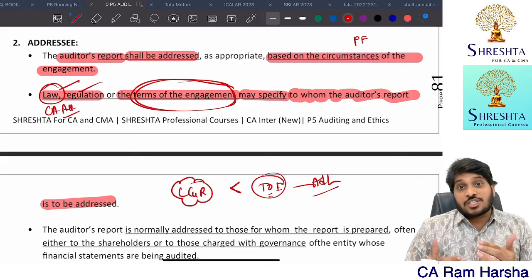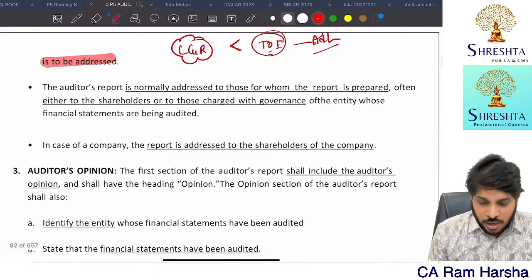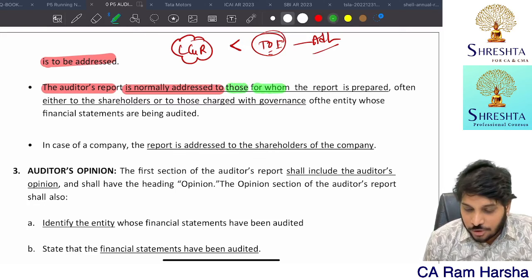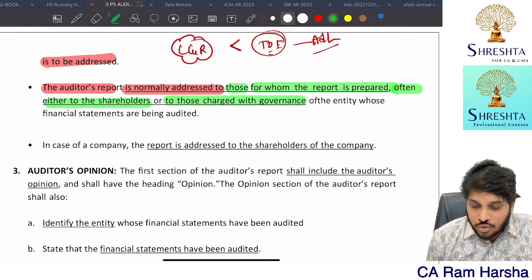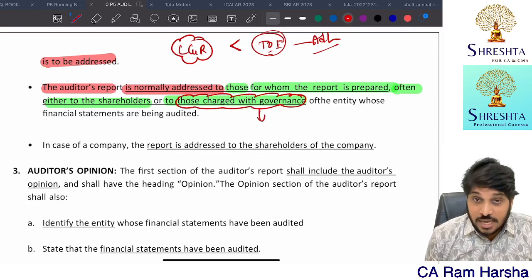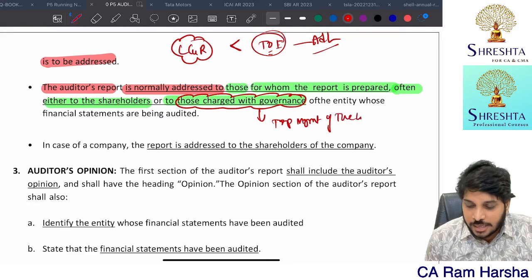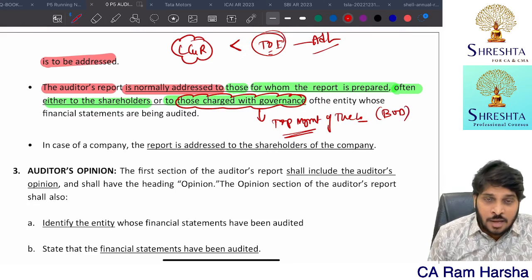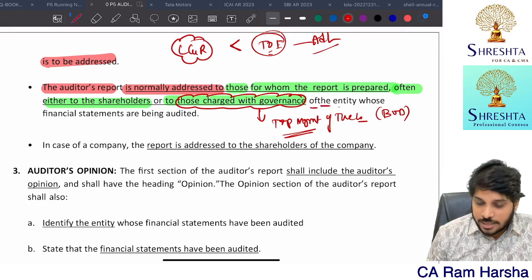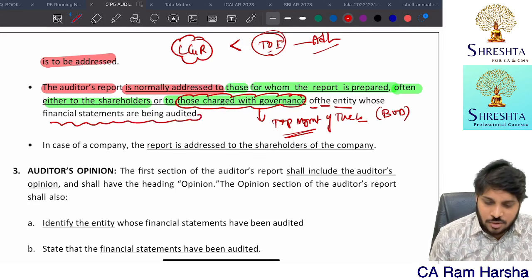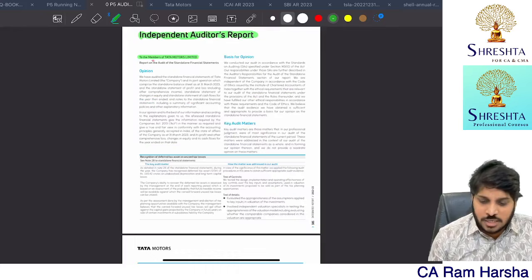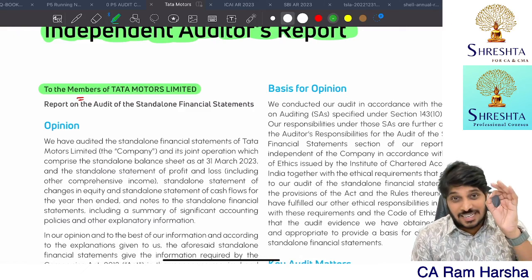Okay, fine. So the auditor's report is normally addressed to those for whom the report is prepared, often either to the shareholders or to those charged with governance. Now there is a word called those charged with governance. I told you already, those charged with governance means generally the top management of the company. In case of a company, who are top management? Board of directors. In case of a partnership firm, who are top management? Partners. Getting it? Of the entity whose financial statements are being audited. In case of a company, the report is addressed to the shareholders, to the members of the company. You see Tata Motors, to the members of Tata Motors Limited. So that's title and addressee. I hope now you understood.